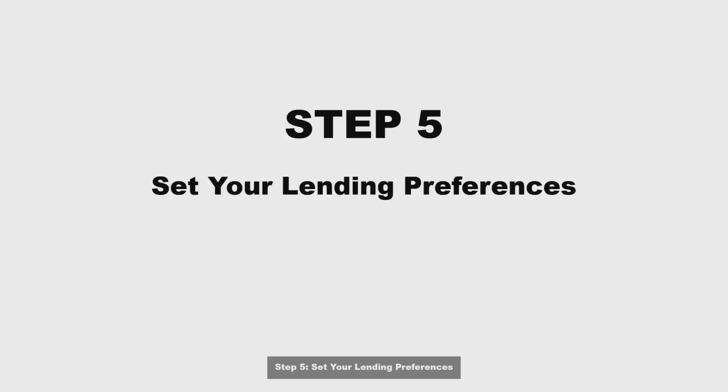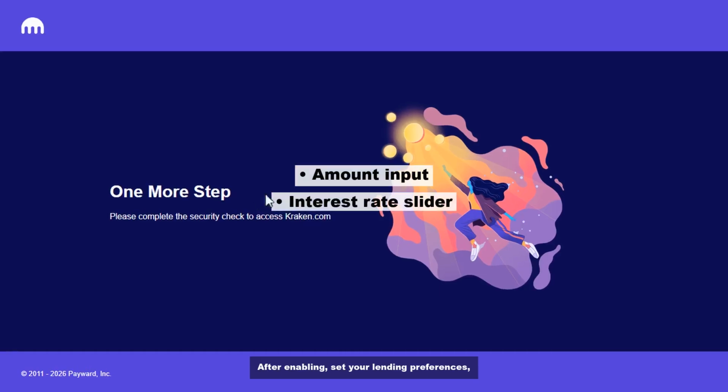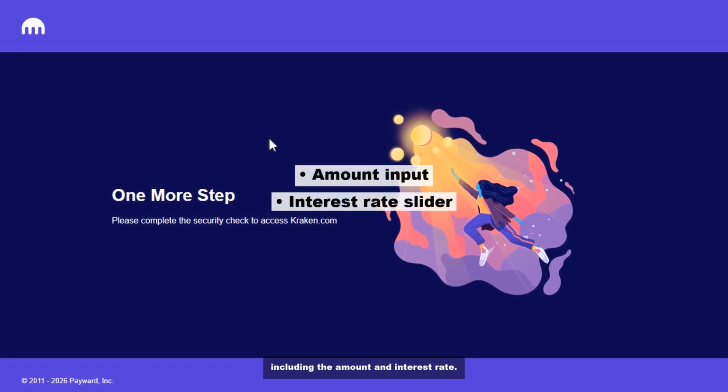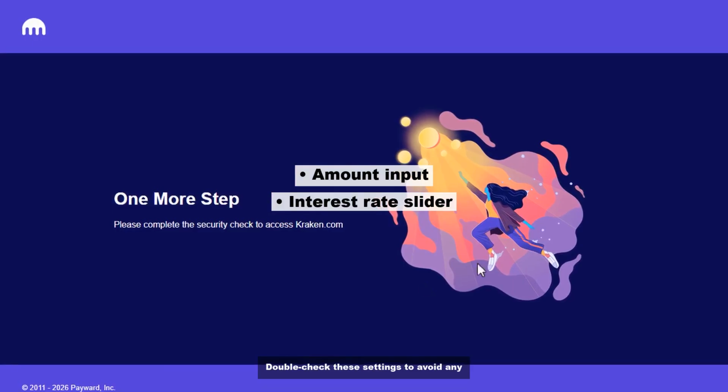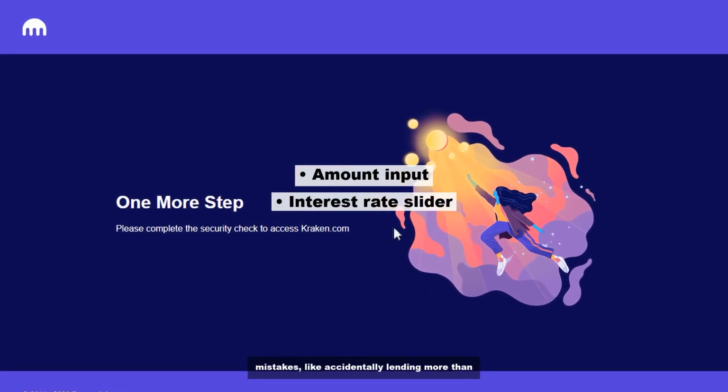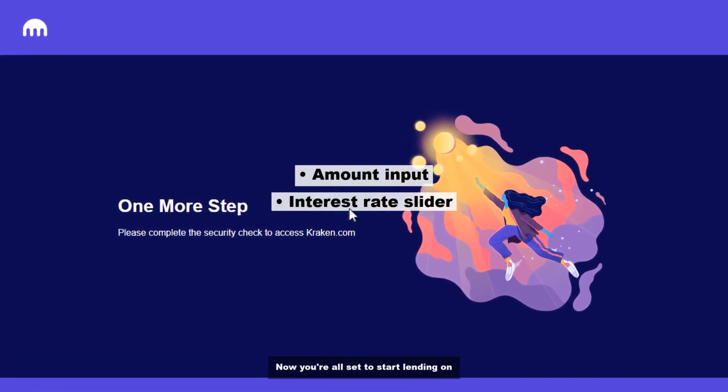Step 5. Set your lending preferences. After enabling, set your lending preferences, including the amount and interest rate. Double-check these settings to avoid any mistakes, like accidentally lending more than you intended. Now you're all set to start lending on Kraken.